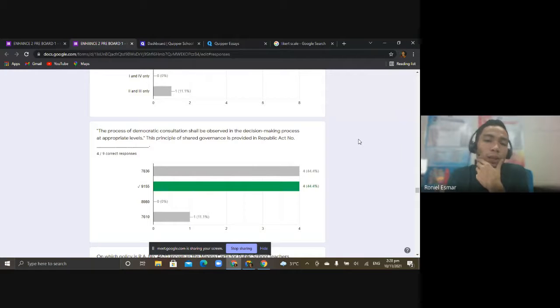So the process of democratic consultation shall be observed in the decision-making process at appropriate levels. This principle of shared governance is provided in what Republic Act number? Now, on the democratic consultation, is it RA 7836? Again, RA 7836 is the Teachers Professionalization Act of 1994. So if it's in relation to the process of democratic consultation, this is not the correct answer. It should be Republic Act 9155.